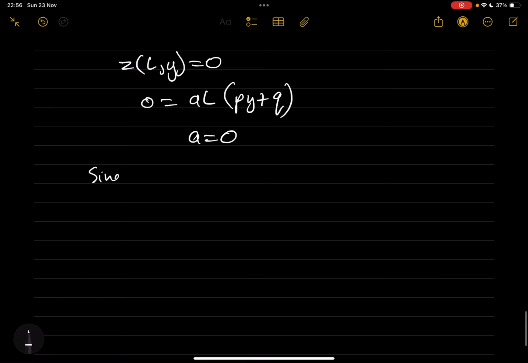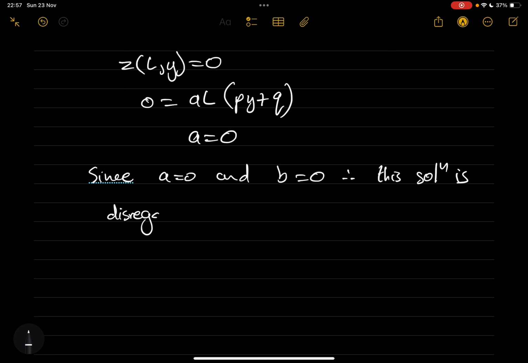Therefore, since a is equal to 0 and b is equal to 0, this solution is disregarded. That means mu cannot be equal to 0.